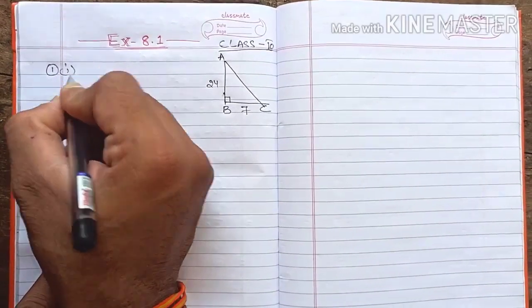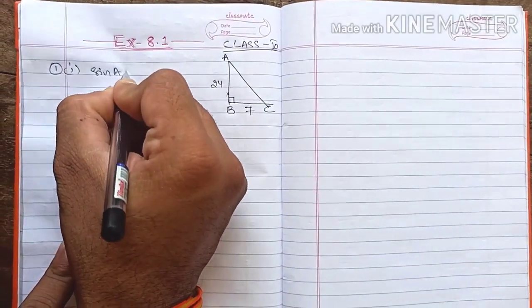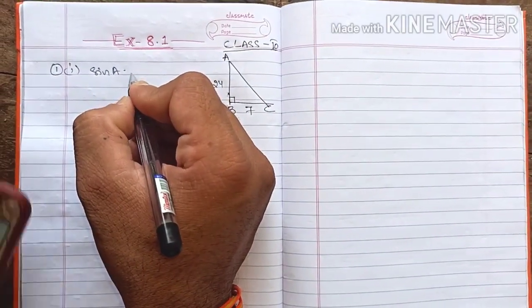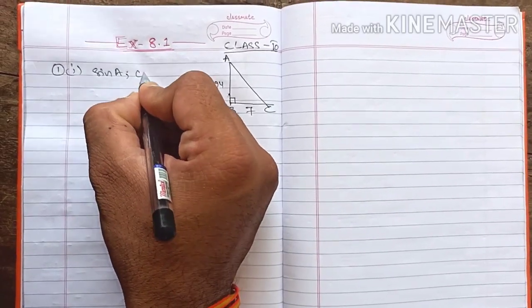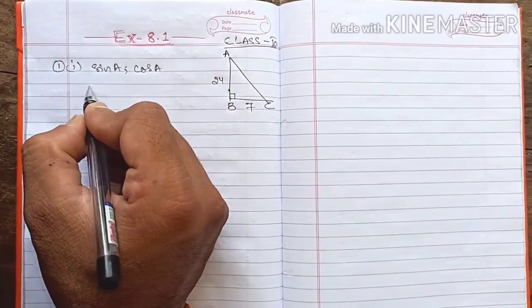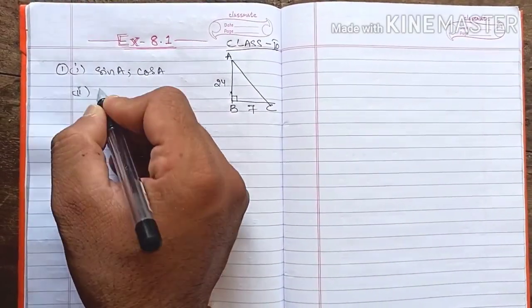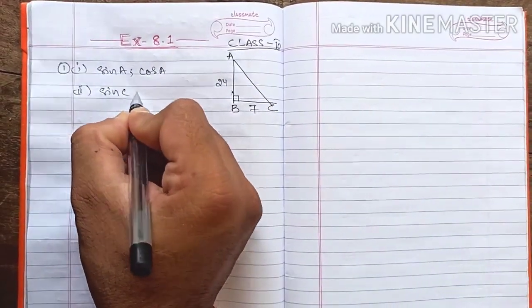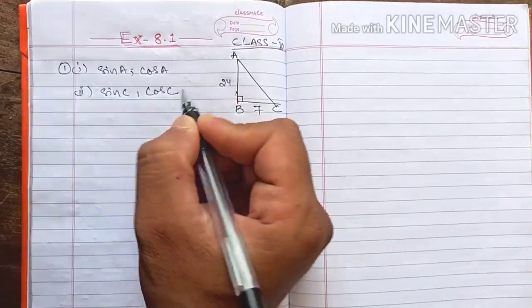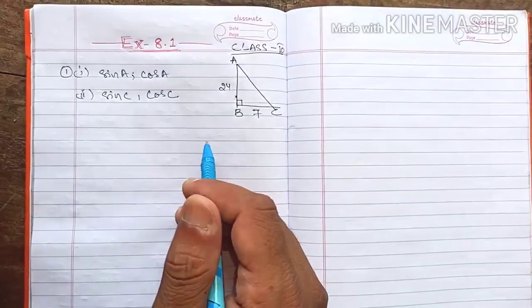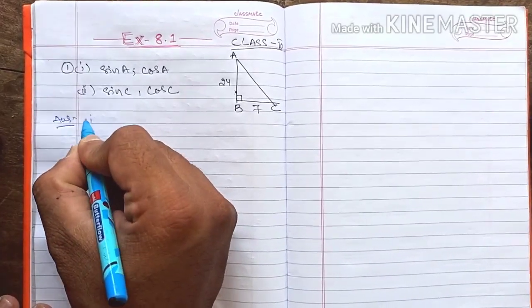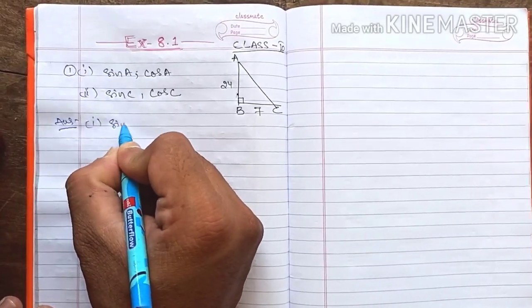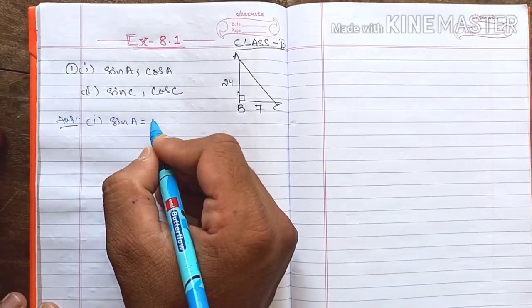We have to find out the values of sin A and cos A. And in the second question it says that we have to find out the value of sin C, cos C. So I'm going to explain this. First of all, we have to find out the value of sin A. What is the formula for sin A that I taught you?